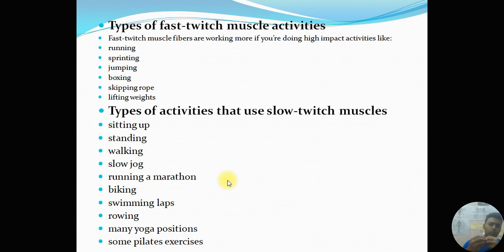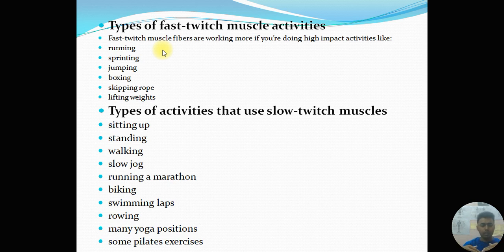Okay, now let's learn about what activities you can do. Fast twitch muscle fiber activities are like running, sprinting, jumping, boxing, skipping rope, lifting weights, all the things which involve massive energy. On those, you can go for the fast twitch muscle fiber.